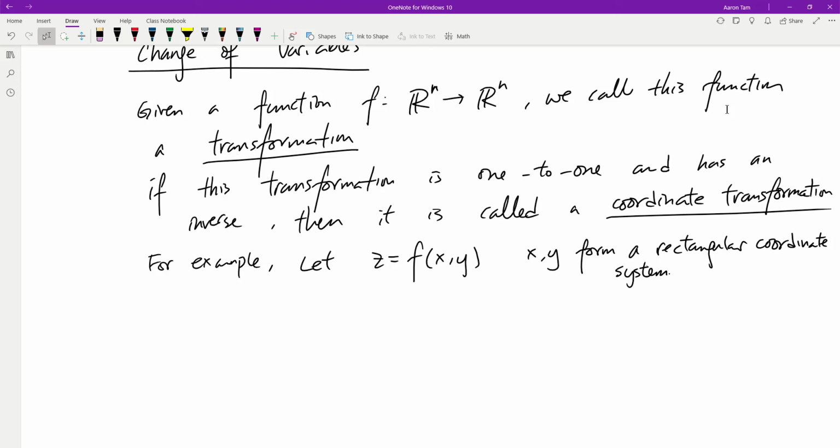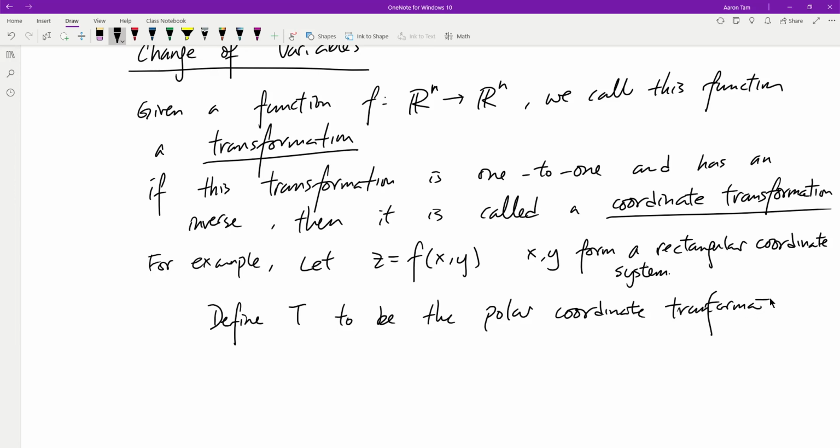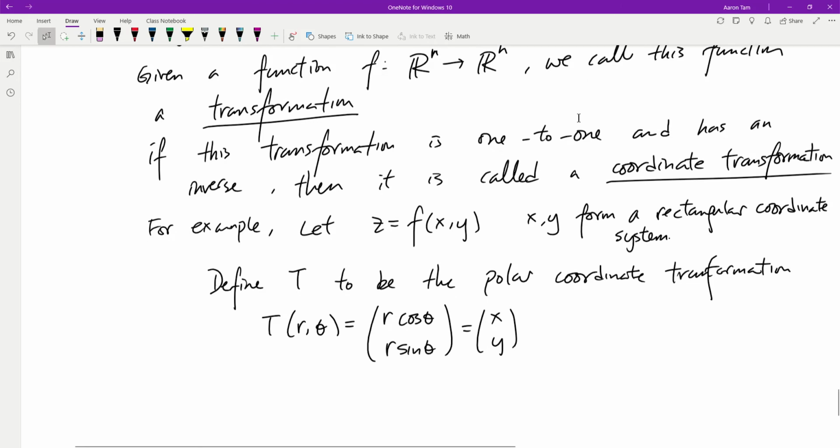Then what we could do is the following. We can define t to be the polar coordinate transformation, where t of r theta would equal x, y. And we actually know how this coordinate system works. That would be r cosine theta, r sine theta, which is equal to x, y. And now we can change the variable.